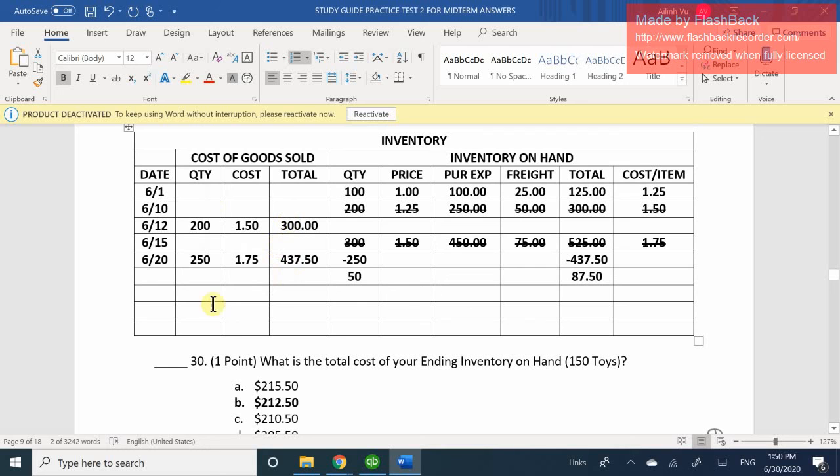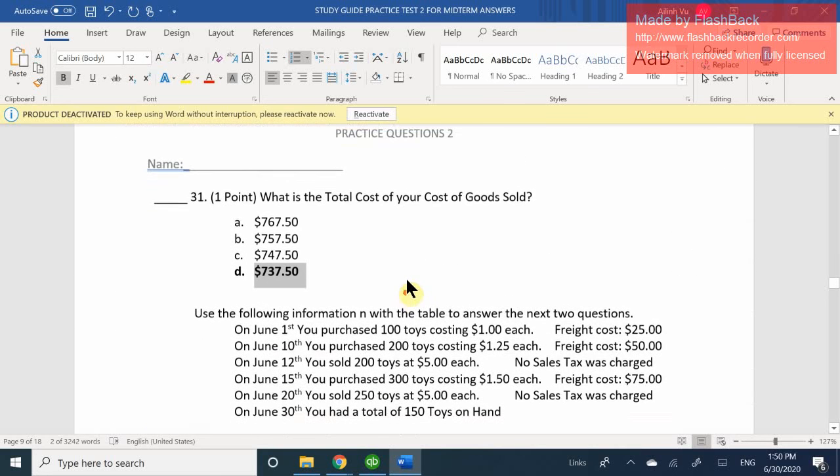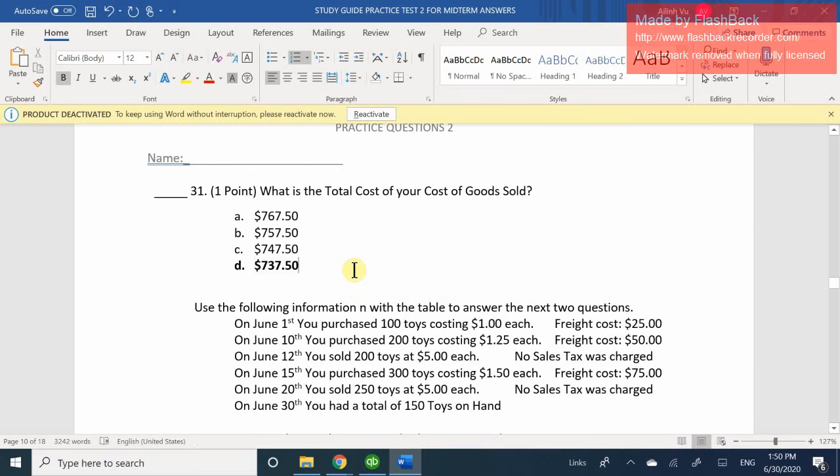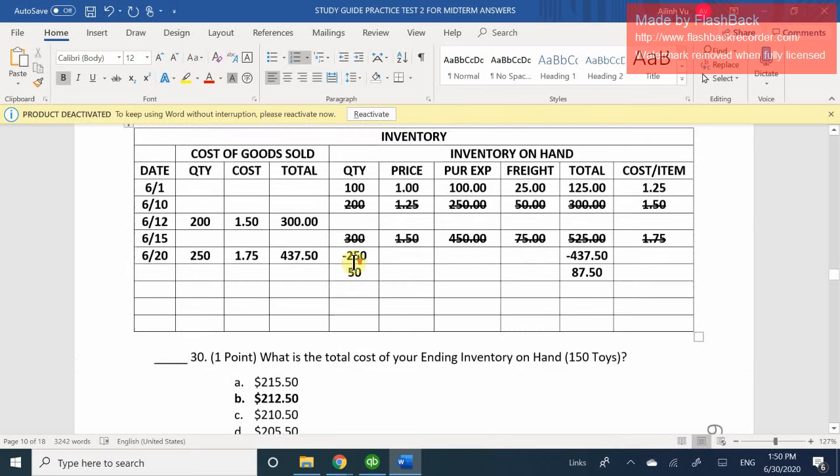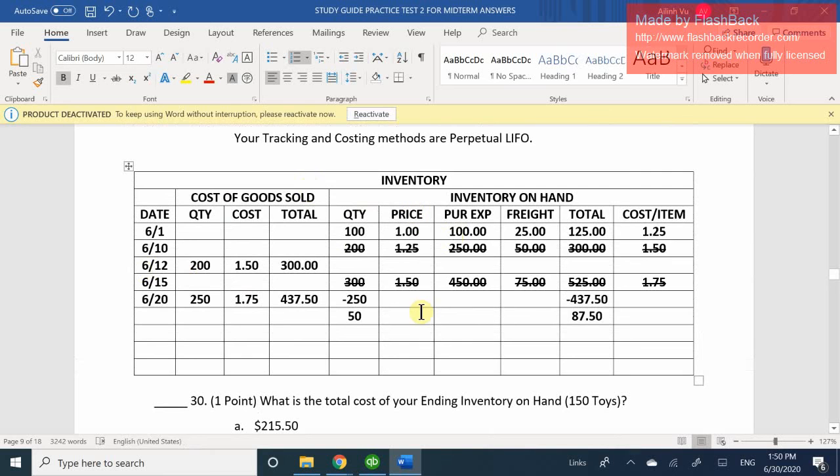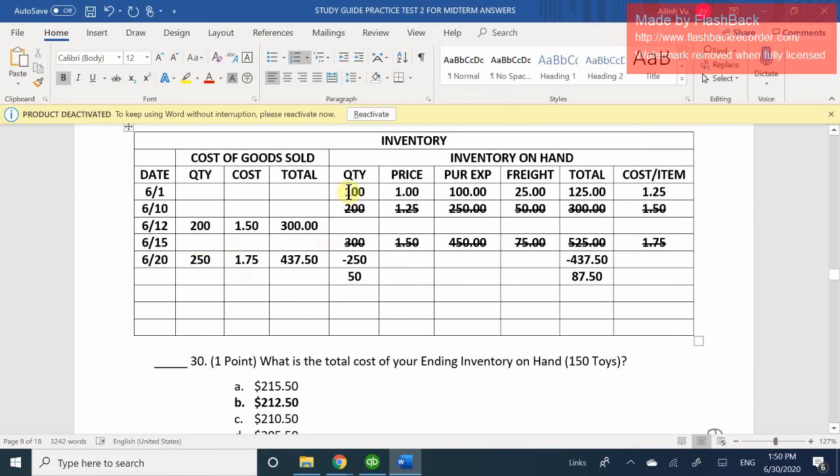We sold a total of 450, and you got 300 plus 437 gives you 737.50. Yes, so C, easy peasy, done. This is probably the easiest one just because I gave you really nice numbers. So yes, and just understanding the concept.